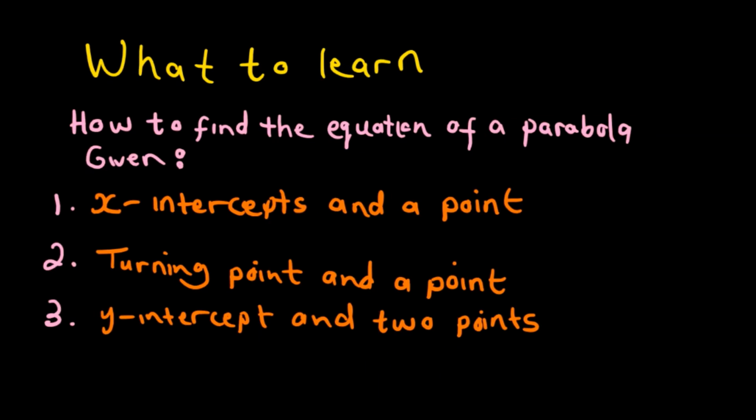Hi, there are three ways in which you can find the equation of a parabola. Those ways depend on the following. If you are given the x-intercepts and a point, or given the turning point and a point, or given the y-intercept and 2 points.